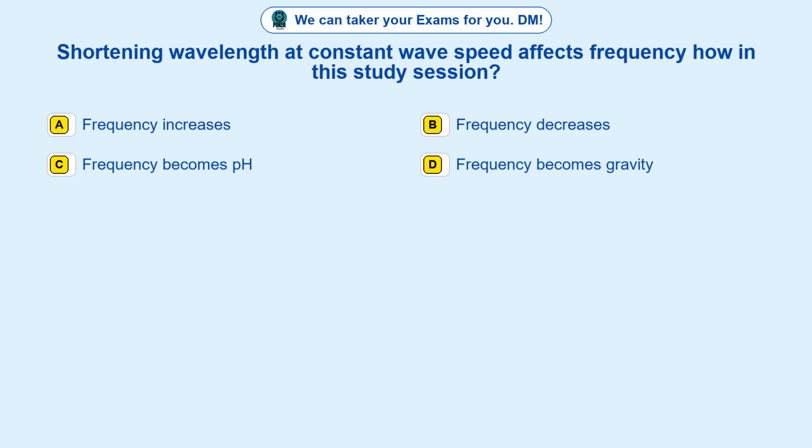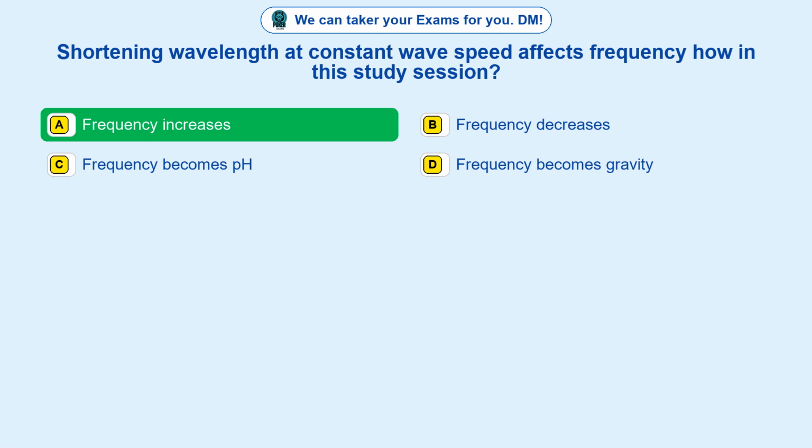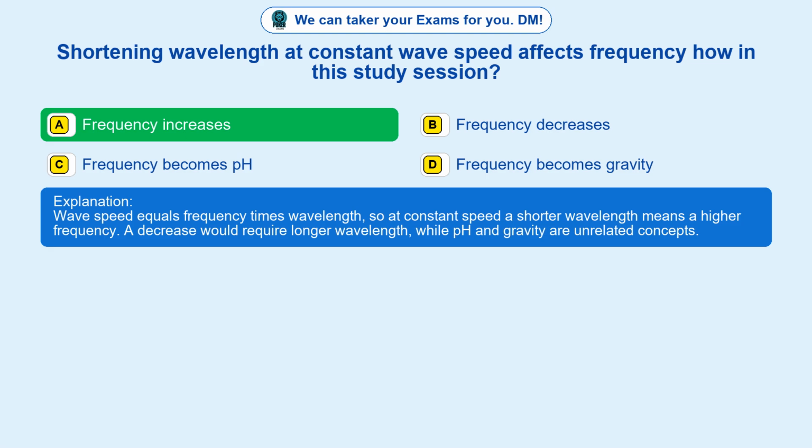Question 68. Shortening wavelength at constant wave speed affects frequency how in this study session? Option A, frequency increases. Option B, frequency decreases. Option C, frequency becomes pH. Option D, frequency becomes gravity. The correct answer is option A. Frequency increases. Wave speed equals frequency times wavelength, so at constant speed a shorter wavelength means a higher frequency. A decrease would require longer wavelength, while pH and gravity are unrelated concepts.